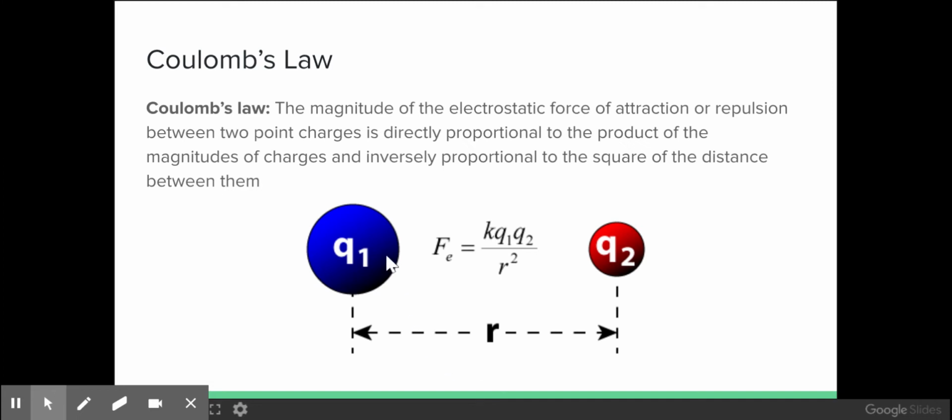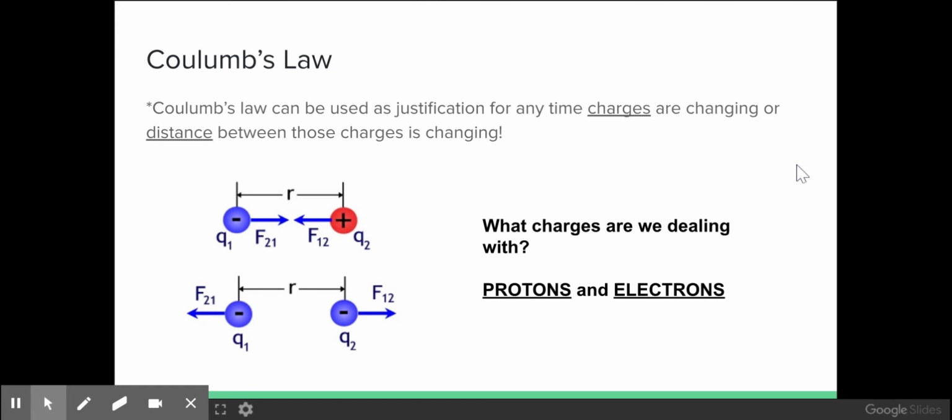This also applies for things that have the same charge. If the same charge is put next to each other, like a negative charge and a negative charge, they'll repel by this force as well. Coulomb's law can be used in any justification of the periodic trends that we're going to quickly review. Anytime charges are changing or the distance between those charges are changing, that's when you can really refer to Coulomb's law in a good justification of the periodic trends.